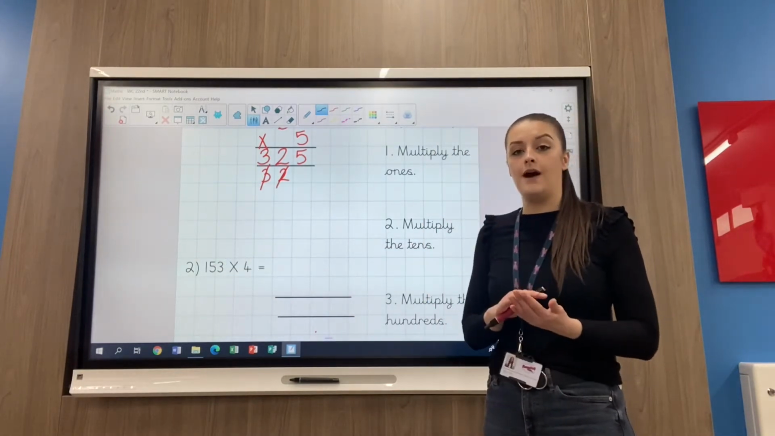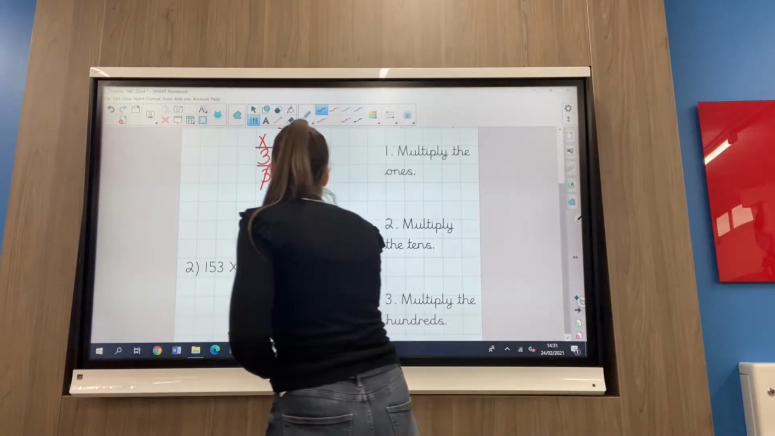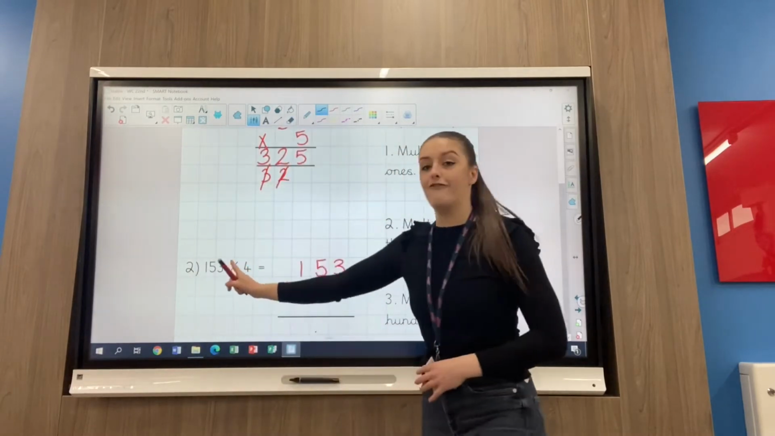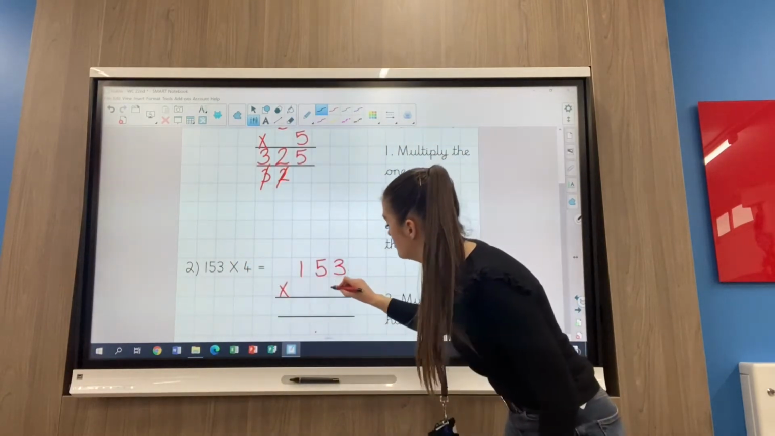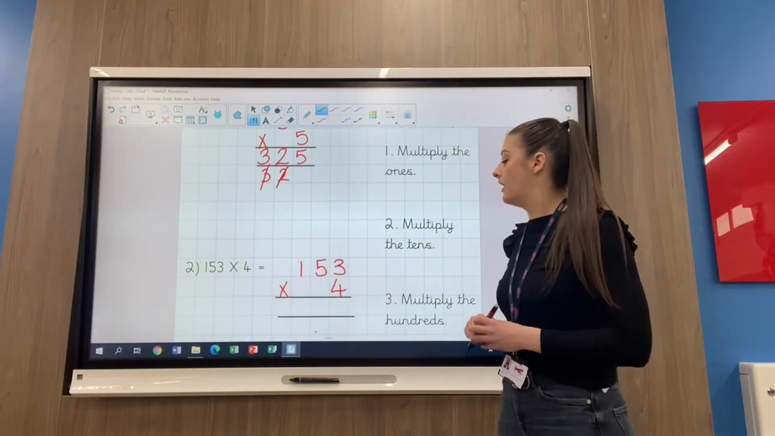So you might want to wipe your whiteboard clean. Let's write this down together. So we've got 153 first, and we're going to be multiplying it by 4 ones. So line it up under the ones column like we normally would. We're going to start by multiplying the ones.